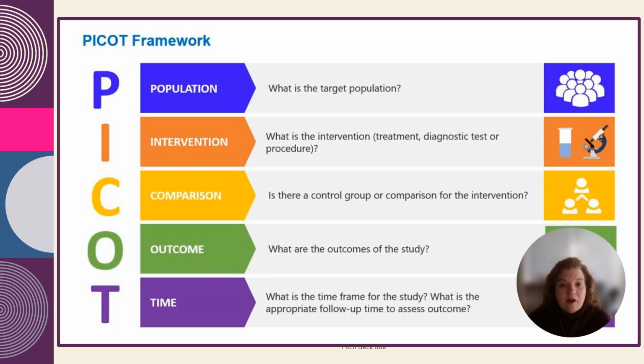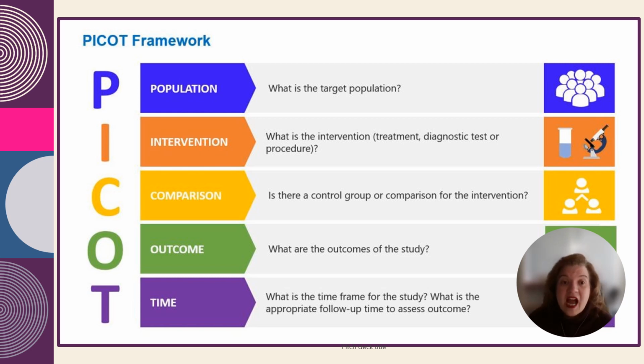Now, when developing your PICO question, it is important to follow this framework. The answers to each of these questions will become your PICO. For instance, first question, what is your target population? Let's say you are planning a project which focuses on elderly patients. Elderly is not an objective term. Therefore, you need to be more specific in your PICO by stating that your target population is adults 65 years of age and older. See the difference?